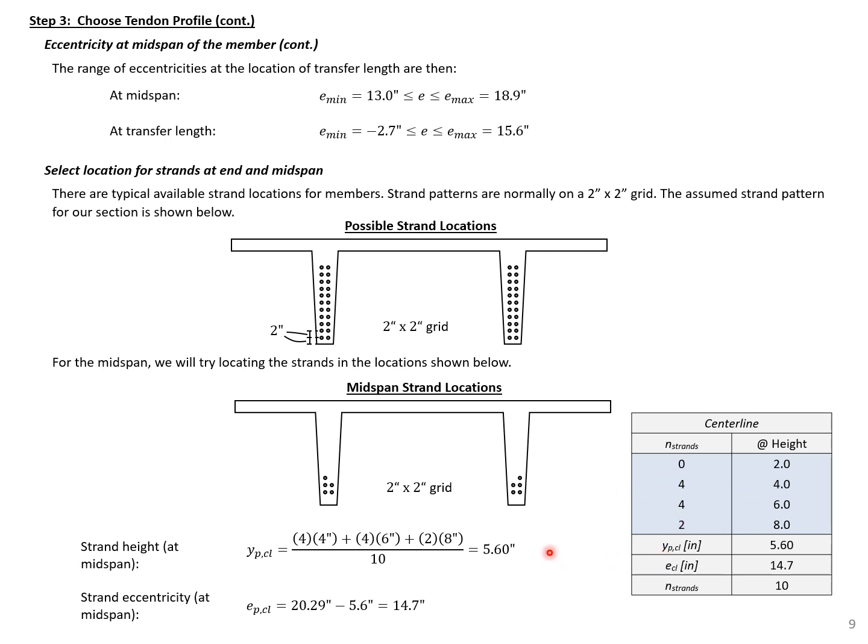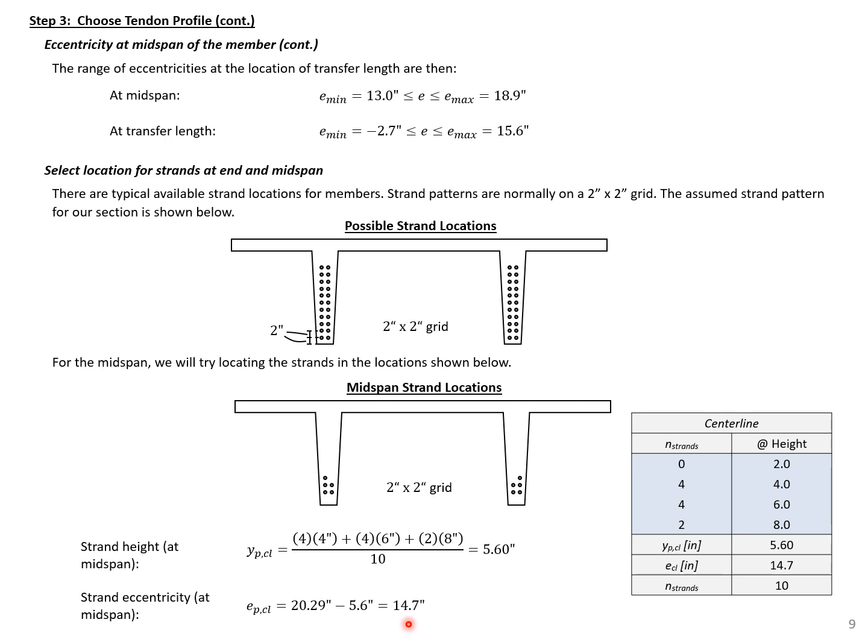We can calculate the centroid of our strands just by using a weighted average. Because all of our strands have the same area, we can just take the number of strands times the height of that layer of strands, and then sum all of our different components. So we have our 3 layers of strands here, 4 times 4 inches, 4 times 6 inches, 2 times 8 inches, and then divide by the total number of strands, 10. So that gives us a centroid here of 5.6, and we can take the yb minus the yp to get our eccentricity here, 14.7 inches.